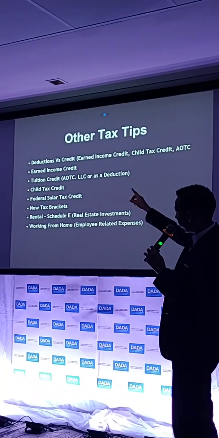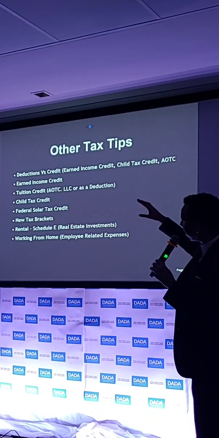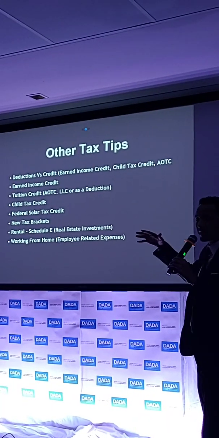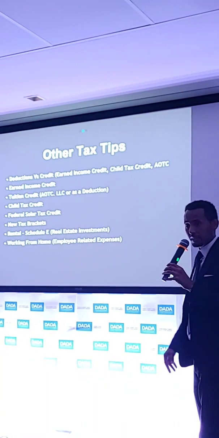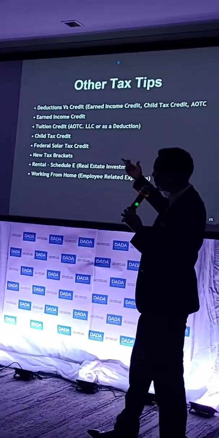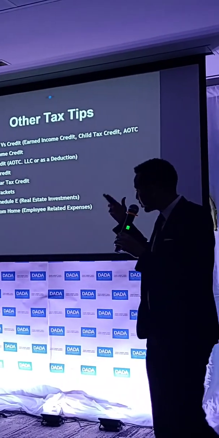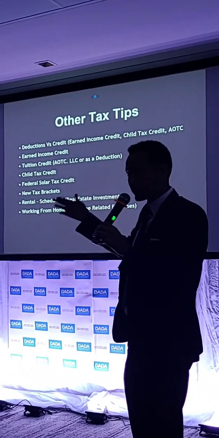I'll talk a little bit about earned income on the next page, but before that, let's see in general what types of credits are common among most of my clients and that we see often in so many people's taxes: earned income credit, tuition credit, child tax credit, federal solar tax credits, and we'll talk about the tax brackets on the next page.